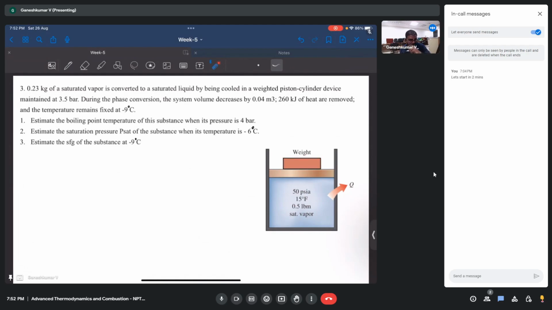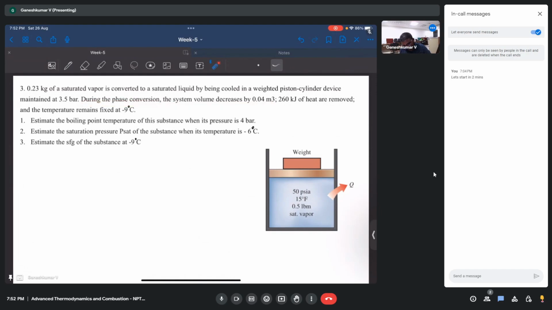So when there is a piston and there is a weight, and it is freely allowed to move, we know the pressure will remain constant. But because of the change in phase from vapor to liquid, there's going to be a reduction in volume when you keep the pressure constant. That is also given in the question. During the phase conversion, the system volume decreases by 0.04 meter cube.